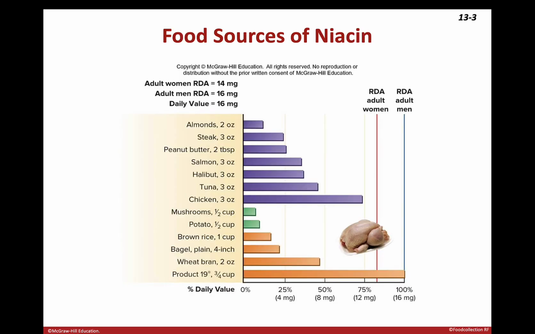Now, here we see quite a few sources of niacin. And if we look at some of the best sources, they tend to be protein, except for looking at product 19. But remember, this is a cereal that's actually fortified. Here we look at chicken, tuna, halibut, and they all are really, really good sources of niacin.